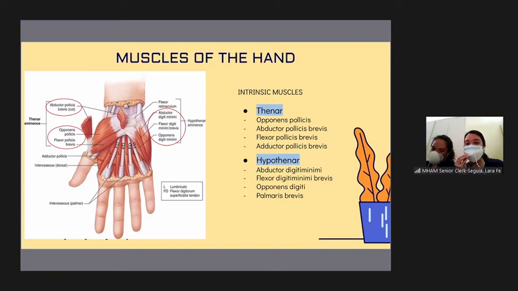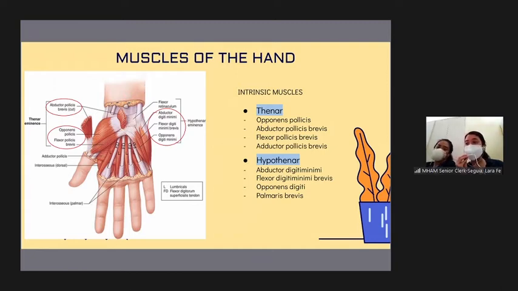The last one is your adductor pollicis brevis, which abducts the thumb, and it is innervated by the branch of the ulnar nerve. For the hypothenar muscles, it is composed of your abductor digiti minimi, which abducts the little finger, and its nerve innervation is the deep branch of your ulnar nerve.